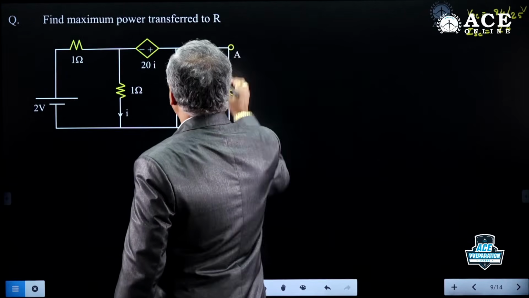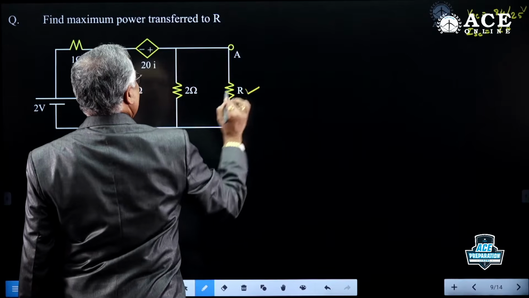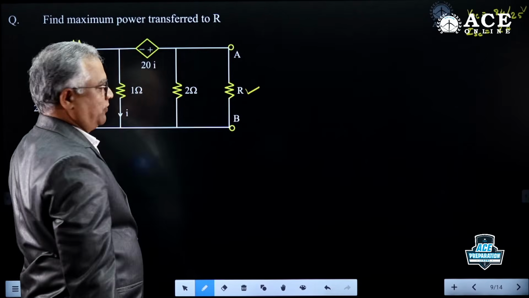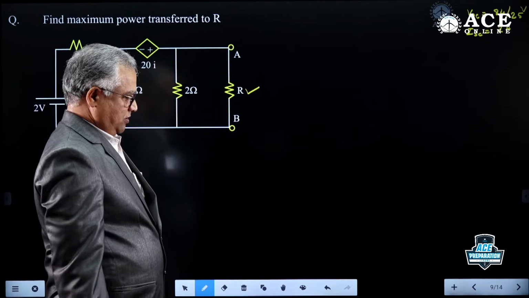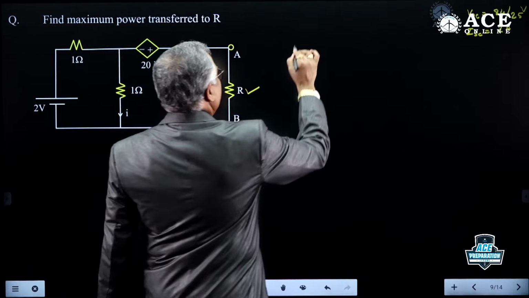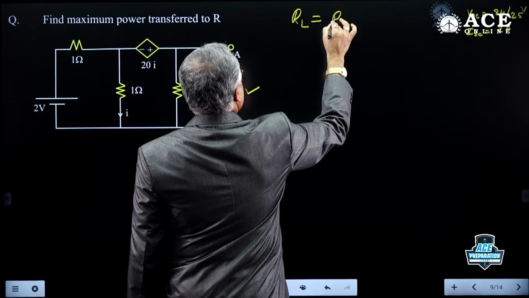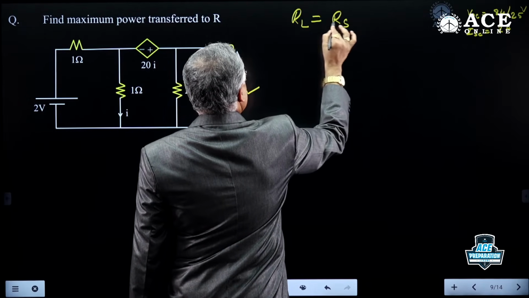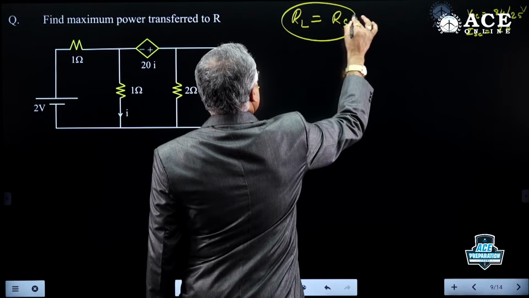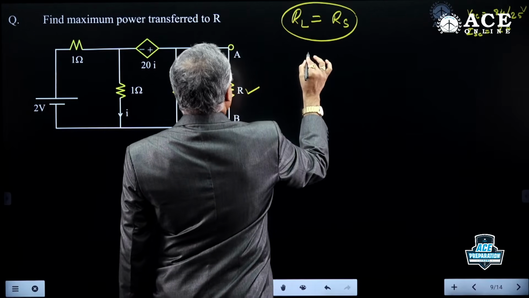Maximum power transferred to this resistor R. So, maximum power transfer theorem. What is the condition for the maximum power transfer theorem? RL should be equal to RS. Load resistance and source resistance should be equal. Then only maximum power is transferred.